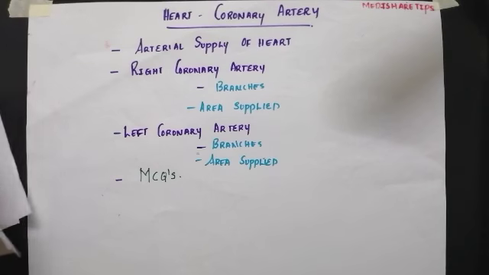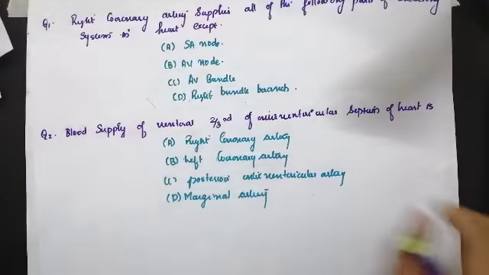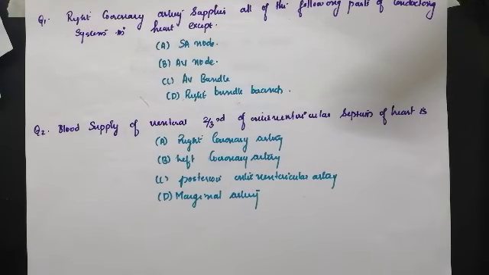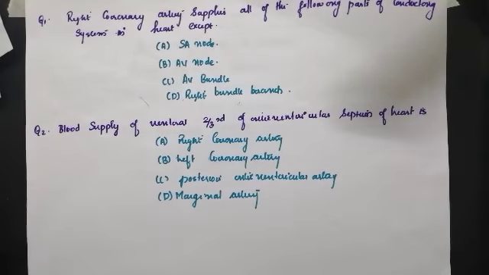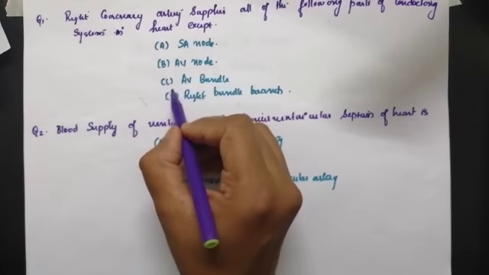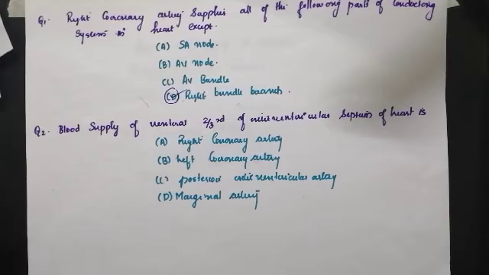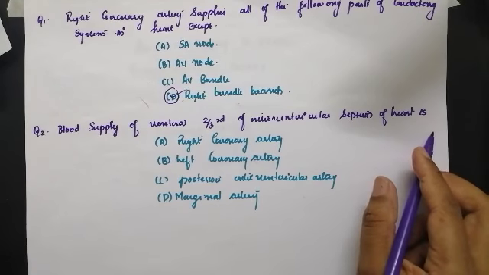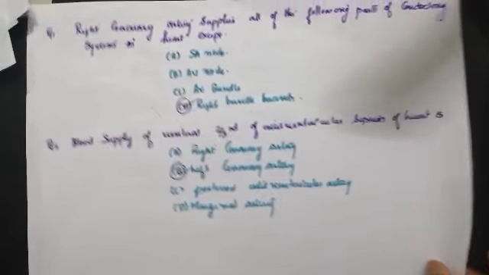Question number 1. The right coronary artery supplies all of the following parts of the conducting system in the heart except. We know that the right bundle branch is being supplied by the left coronary artery. So the correct answer here is option D. The second question: blood supply of the ventral two-thirds of the interventricular septum of the heart is the left coronary artery. So option B is the right answer.